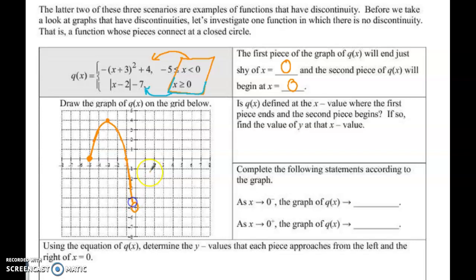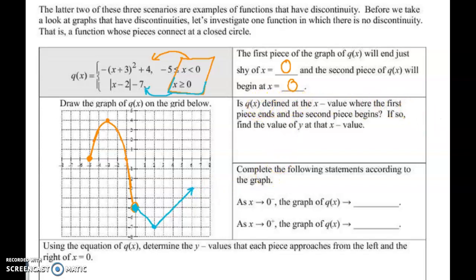Is our parabola there. So now I would go to the right side and graph the absolute value shifted right 2, down 7. Absolute value is this V shape, and it equals 0 at this point. So now I can actually fill in that circle, and it goes infinitely to the right, so I can stop at some point and put an arrowhead there.